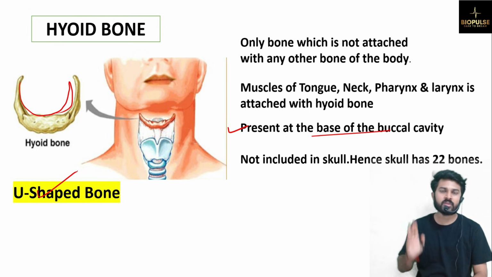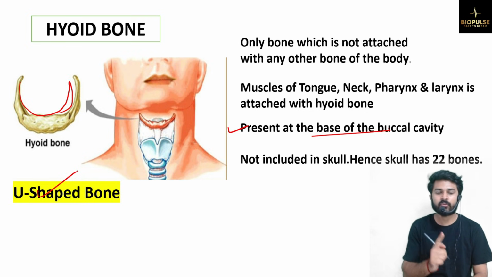So how many bones in the skull? 22. Previously we were taking 22 as well as 23. No need to worry, if in the options only one of 22 or 23 comes, you can go for that one. If both 22 and 23 come, you have to definitely opt for 22, not 23.